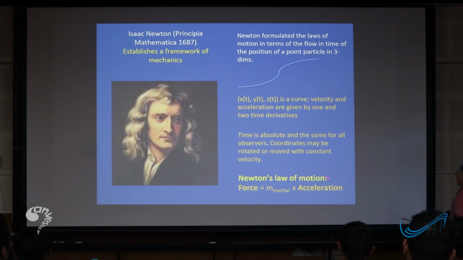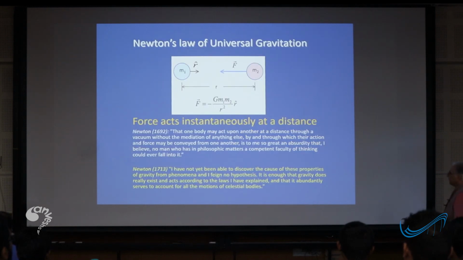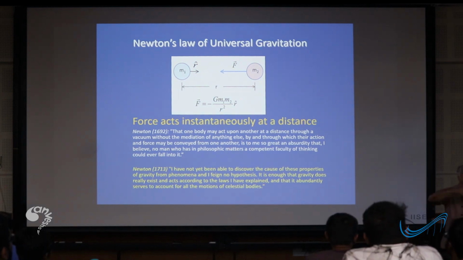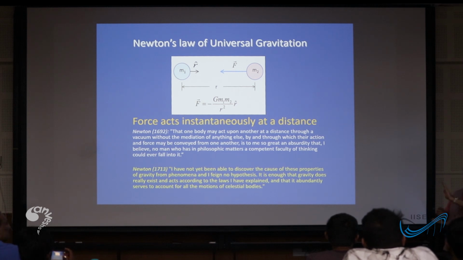And this is, of course, Newton's famous law, that force is proportional to acceleration, and you have an m inertial here. But m inertial is the same as m gravity, so force is equal to m gravity times acceleration. Now we come to one of the main points. So this also you all know. So I'm telling you things you all know, and we'll slowly go from there, okay?